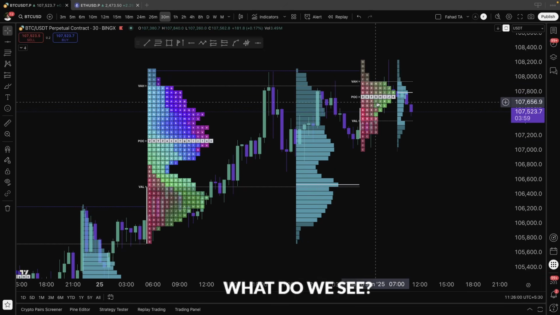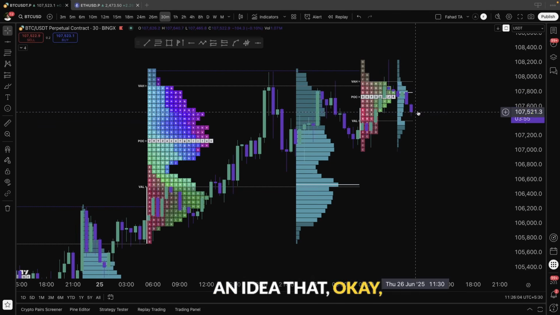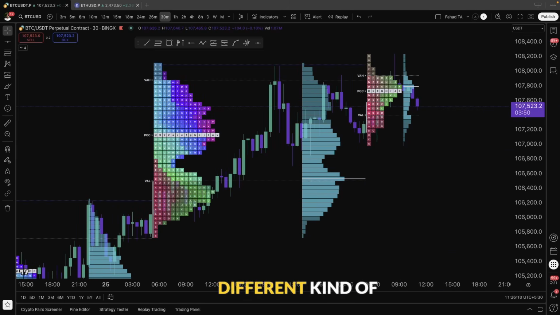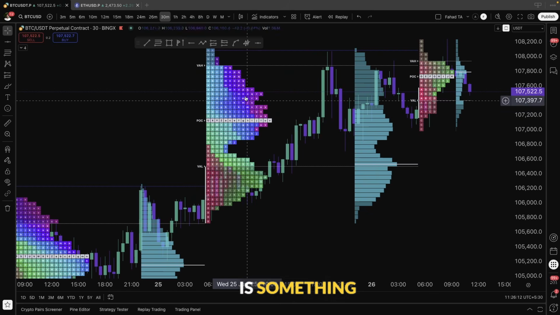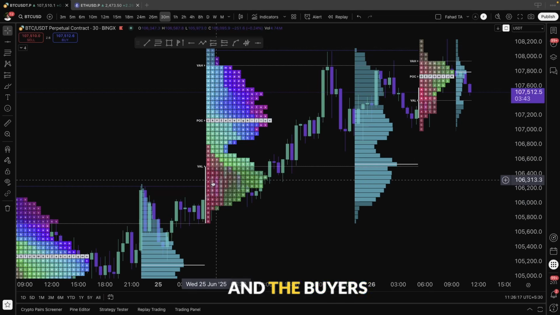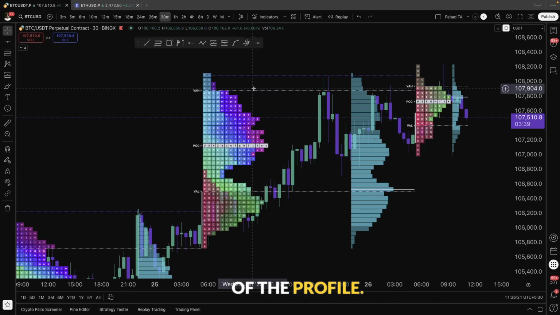So looking at this profile, what do we see? We see this was a balanced profile, so that gives us an idea that the market might keep on ranging for a while. Then you also get to see a different kind of pattern, which is something like this. It shows that the sellers and the buyers were active at the bottom of this profile, and then they were active at the top of the profile.